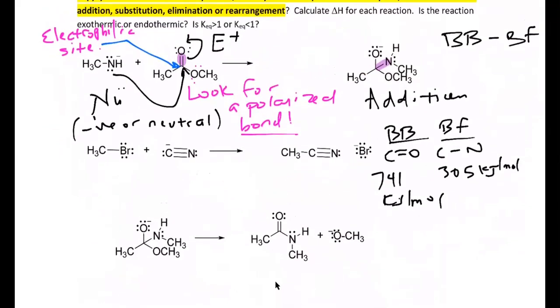So I broke the CO pi bond, which cost me 741 kilojoules per mole. And by the same token, I made a CN sigma bond, which was 305 kilojoules per mole. So the difference between these two is plus 436 kilojoules per mole.